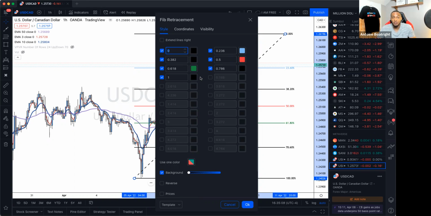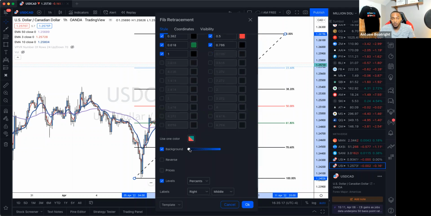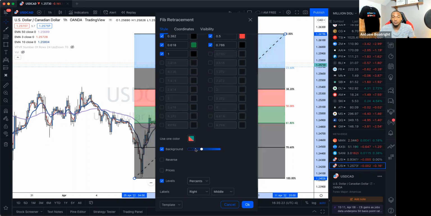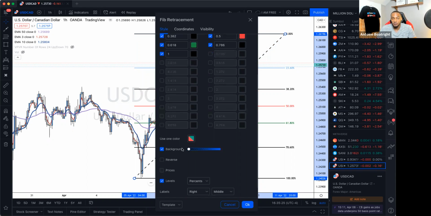If I was patient, you know, I saw like, oh man, this thing came towards a 618, or the market came towards a 786, right? So for the background, all you would have to do, guys, is turn the opacity all the way down, as you see, right? That gets rid of the distractions that you have, right?